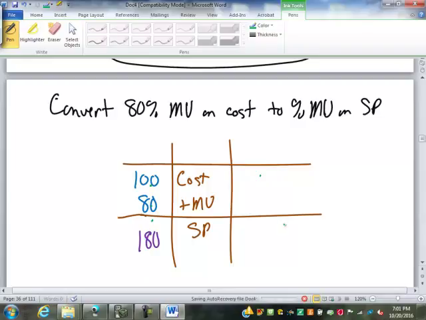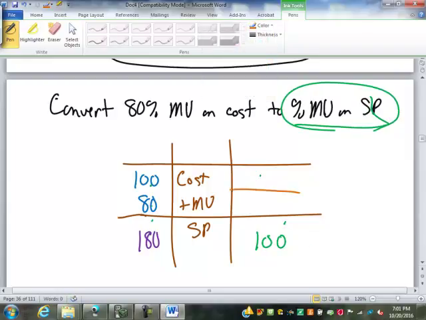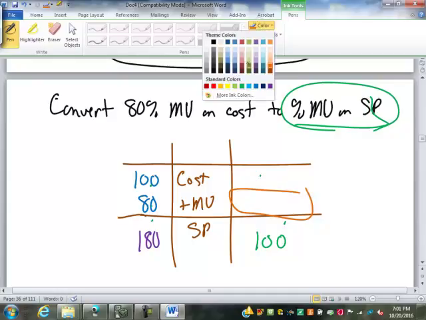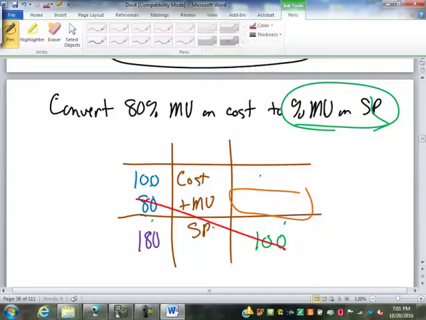On this side, if I'm changing this to a markup on selling price, where's the 100 going to go? On the selling price. Very good. And I'm looking for this amount. So I'm simply going to do 80 times 100 divided by 180, which is 44.44%.